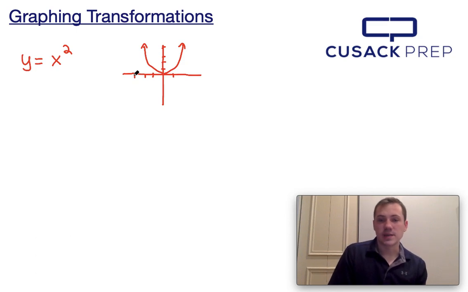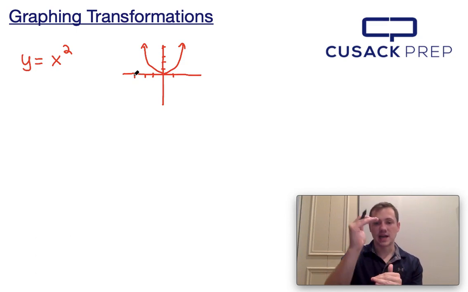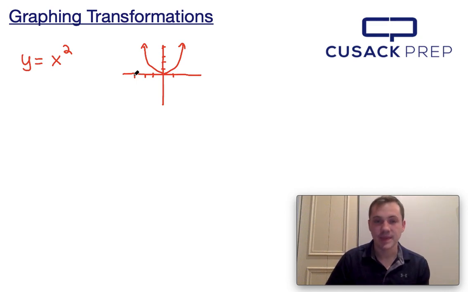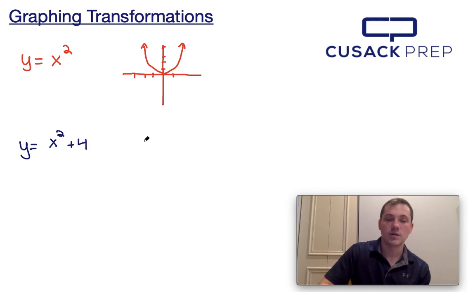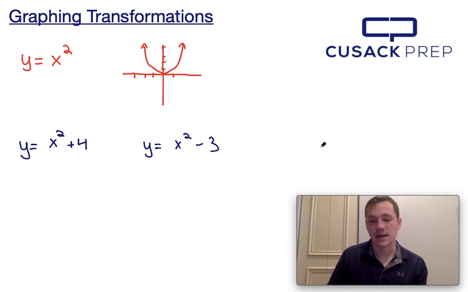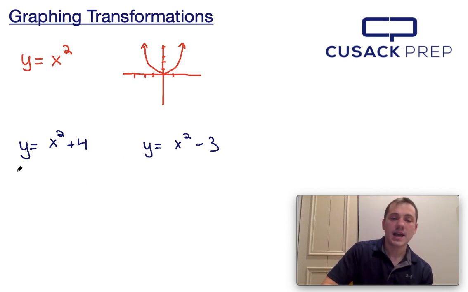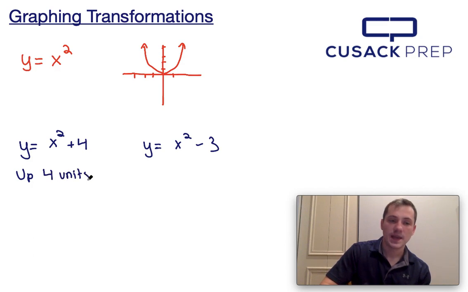Now the first type of transformation that we're going to talk about is a transformation that shifts up or down, also called a vertical shift. Vertical shifts take place when you add something to or subtract something from the parent function. Examples of vertical shifts might be y equals x squared plus 4, y equals x squared minus 3. With the vertical shifts, it makes sense. So the shift would be up 4 units here, and the shift would be down 3 units here.